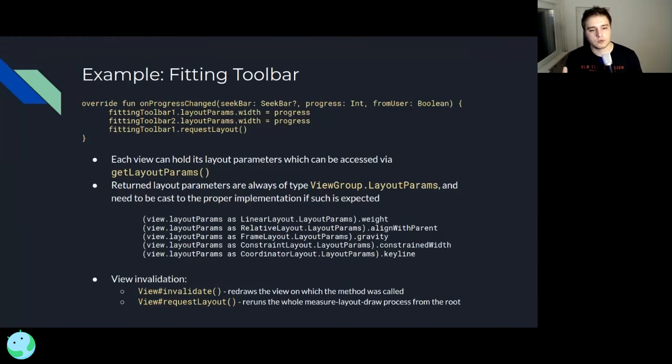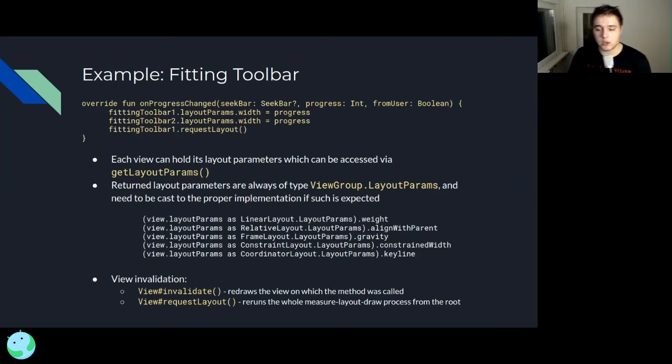Changing one view's size, the system expects potentially all of the views to change. So the whole hierarchy. It goes all the way up to the root, and the request and layout calls are pushed down and they all get resized. So you don't need to call it on the second toolbar, or you can call it on any other view. The whole process will happen.